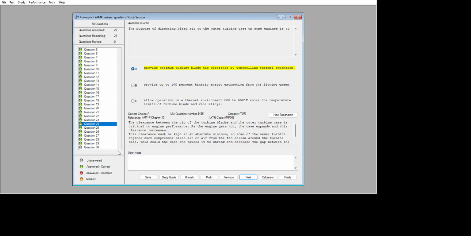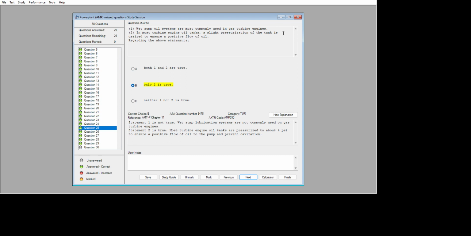The purpose of directing bleed air to the outer turbine case on some engines is to provide optimum blade tip clearance by controlling thermal expansion. Clearance between the tip of the turbine blades and the outer turbine case is critical to the engine performance. As the engine gets hot, the case expands and this clearance increases.